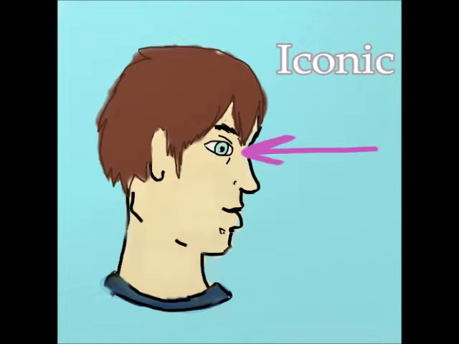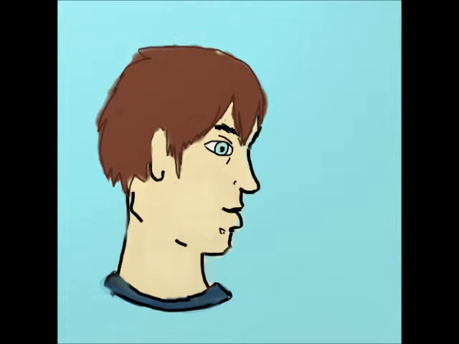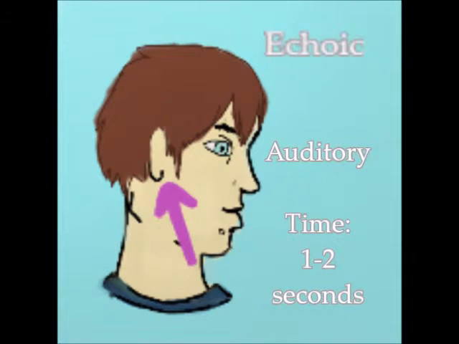The first is called iconic memory. Iconic is the visual memory. You must hold the visual information for 1/4 of a second or more. The next sensory memory is the echoic memory. This is auditory information. You must hold auditory information for 1 to 2 seconds.